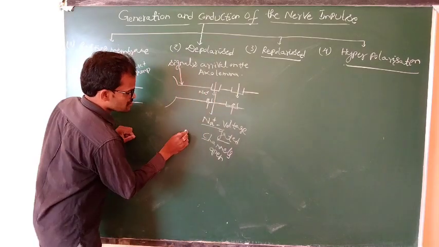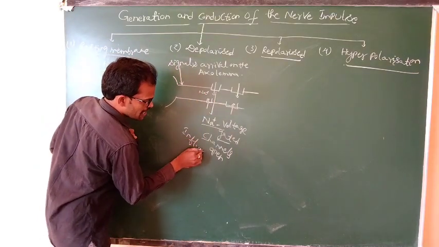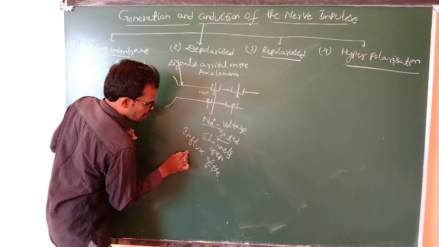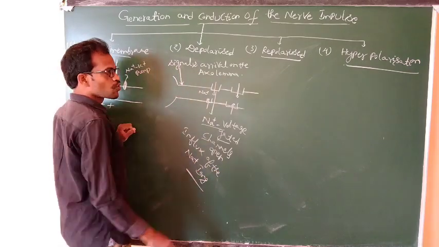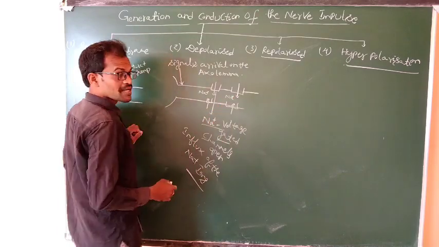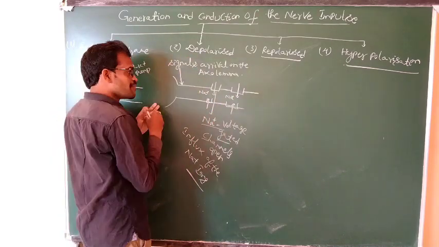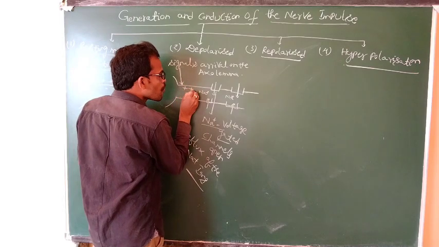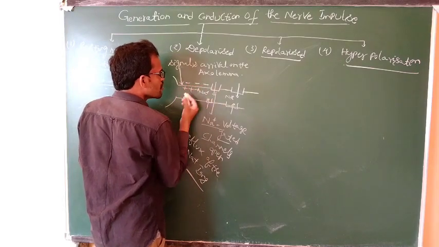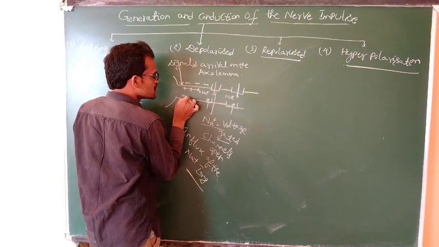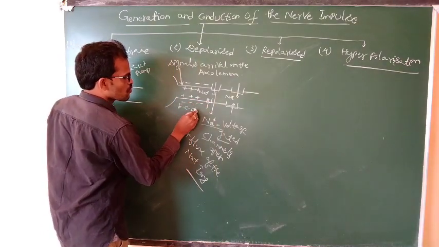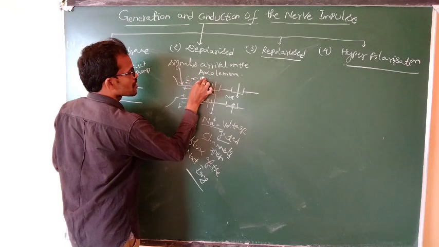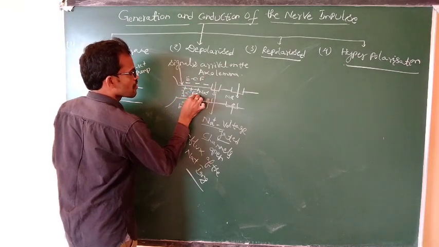there is an influx of the sodium ions. Once the sodium ions move into the inside, the inside charge is positive. Outside is always negative charge. Outside it is the extracellular fluid. Inside it is the intracellular fluid.